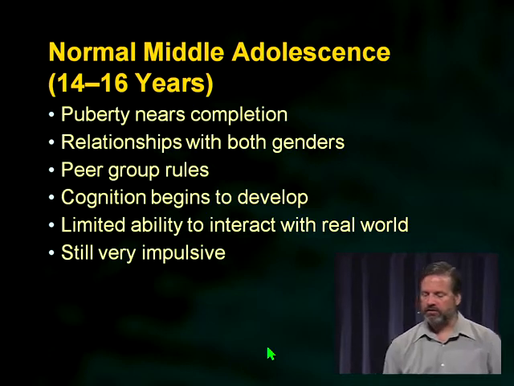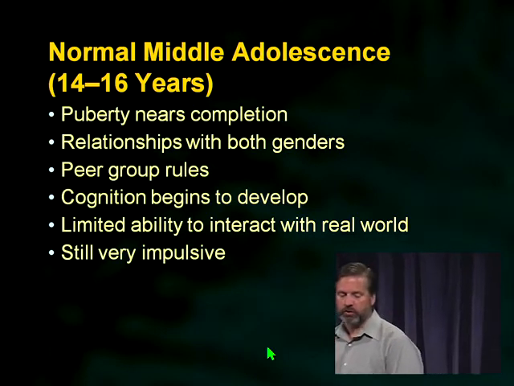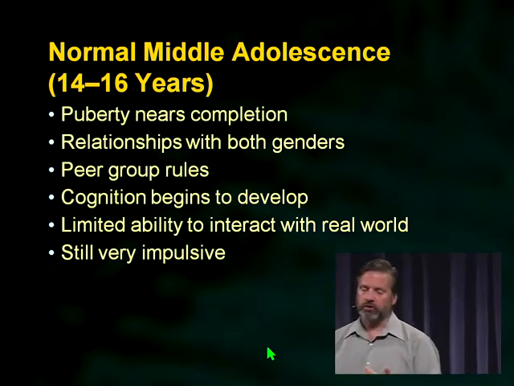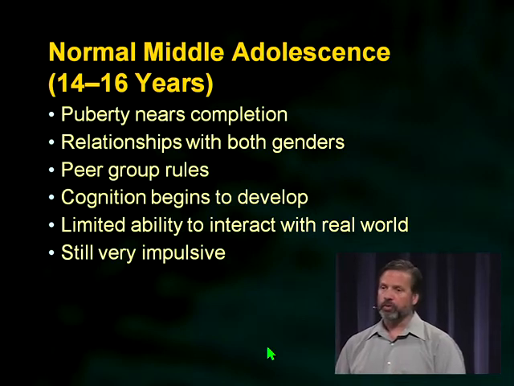Middle adolescence, puberty starting to draw to a close. They're starting to learn how to develop relationships with both genders. The peer group clearly dominates at this point, but they're starting to have more of an ability to interact with the real world, but they still tend to be really impulsive.